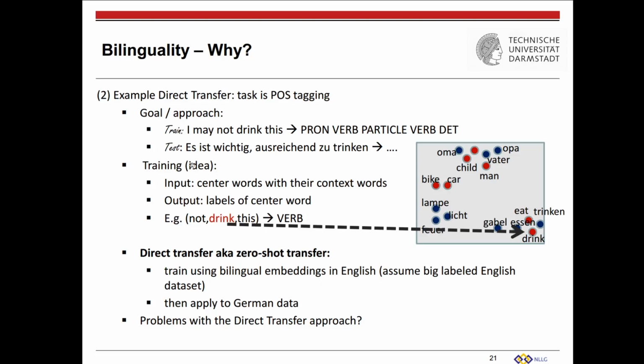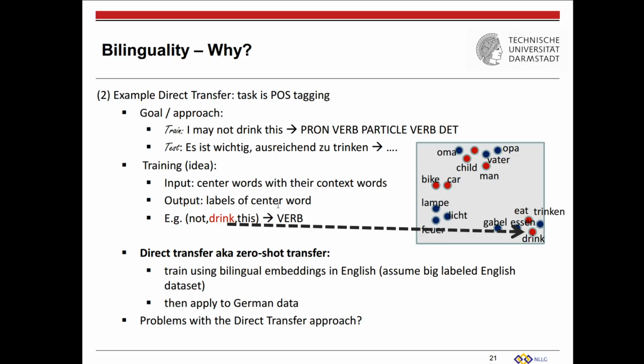And to illustrate this with an example, consider indeed the task of part of speech tagging. Let's assume our training data has the form of English sentences and their parts of speech, like "I may not drink this": the I is a pronoun, may is a verb, not is a particle, drink is a verb, this is a determiner. So you have labels, but in the end you want to apply this to German, for which you don't have any labels, or like to Swahili, you name the language that you want, for which you have absolutely no labeled data. What can we do?